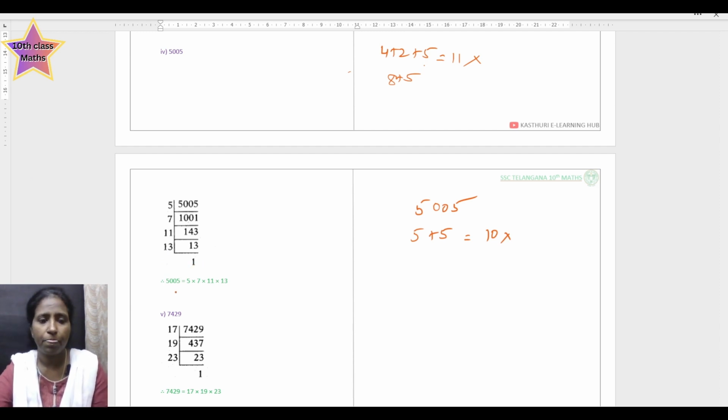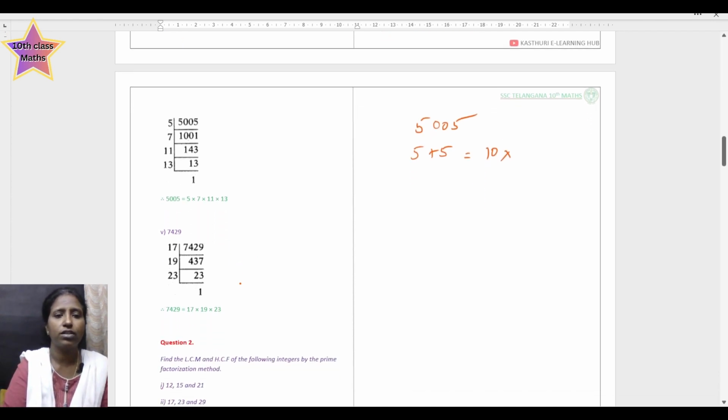13 ones are 13. So here if you see 5005, there is no repetition. It is 5, 7, 11, 13. So there are no squares or cubes. 5 into 7 into 11 into 13. Okay, we move on to the next one.